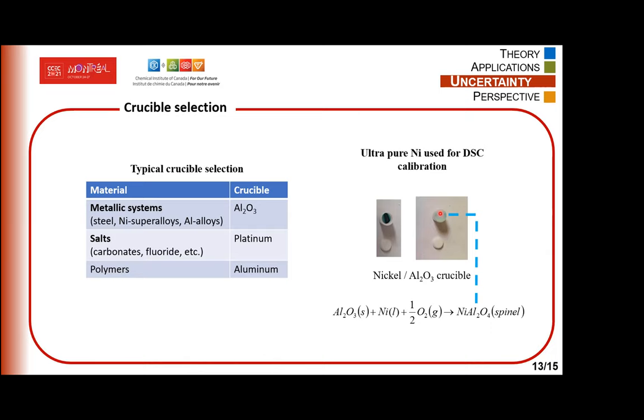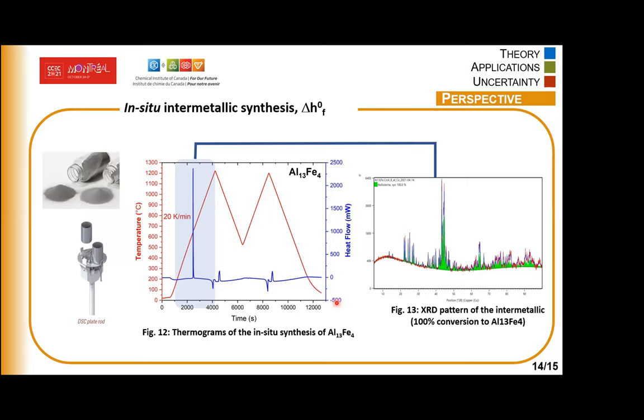And this is just an example to show you that even when measuring standard material, we have to be careful, because in many cases, chemical reaction can happen between the sample and the crucible. You see here the reaction that happened between the alumina crucible and nickel, which is used as a standard material in this case. So what are the perspectives in this kind of technique?